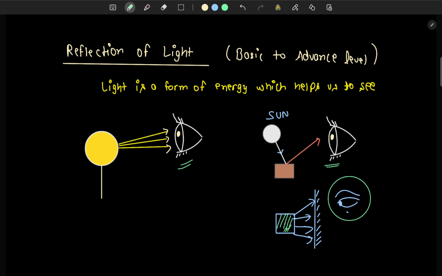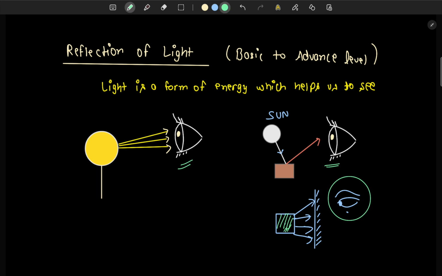So it is necessary that the rays from the object must reach the person. So is there a way that person still can see this object? Can you suggest a method? If you can think, you can stop the video and think about the method. Okay, I am going to provide you a basic solution.